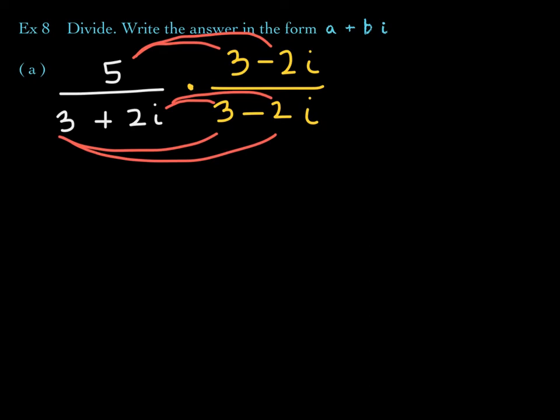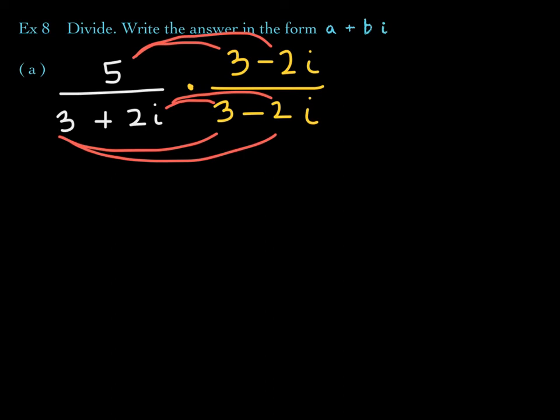In other words, watch this. 3 times negative 2i is negative 6i, while 2i times 3 is positive 6i. So negative 6i and positive 6i will cancel. We expected that, right? We proved it. And so this product and this product need not be shown, right? I really can skip these two products here because they're always going to cancel. But I'll go ahead and show it in this example here.